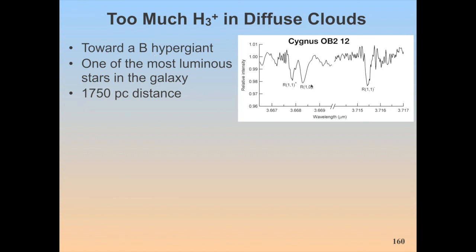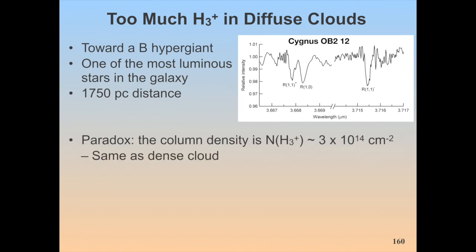All right. Now the whole big paradox here is that H3 plus has been seen for a long time in dense clouds, and it's expected to be there. They found it fairly easily. But the column density in these diffuse clouds was essentially the same as what they were seeing in the dense clouds, which didn't make a lick of sense, because diffuse clouds have a lot less hydrogen, so they should also have a lot less H3 plus.